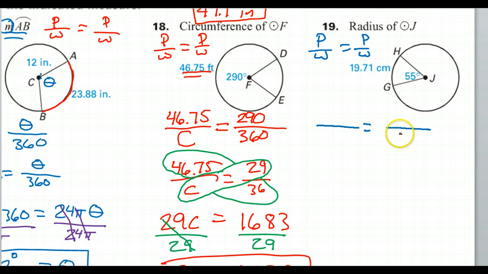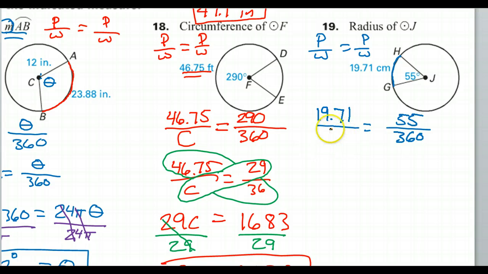On this side, on the right, we normally do part over whole degrees. Do we have that? Well, you see the 55. So that's partial degrees, and the total degrees are always 360. Alright, so we have that. On the left side, we usually do length. So partial length divided by the total length. Do we have either one of these? Well, yes, we do. We have the partial length, the arc length of 19.71. So that would go here, the partial length, 19.71.